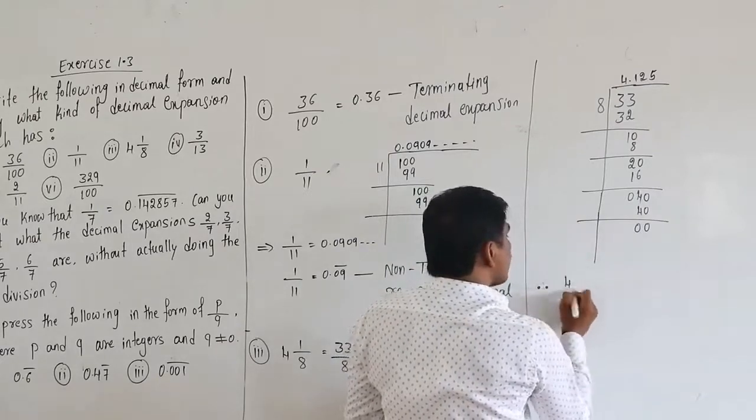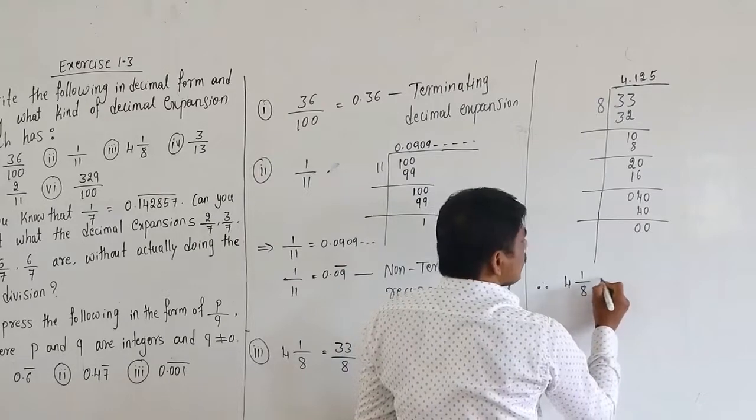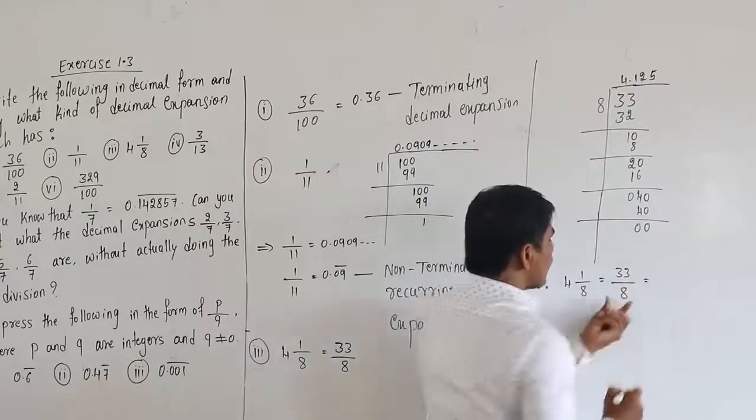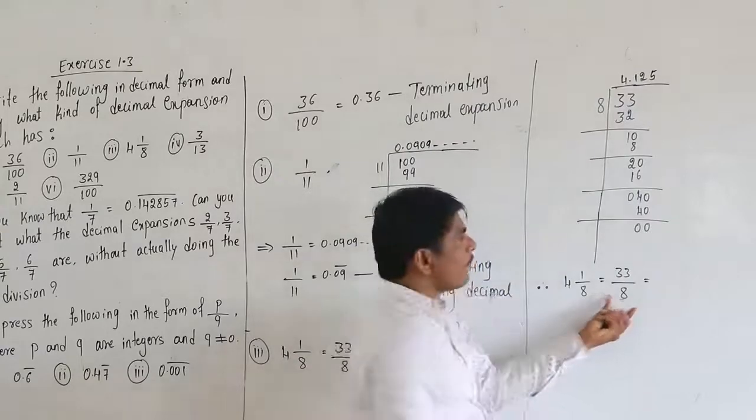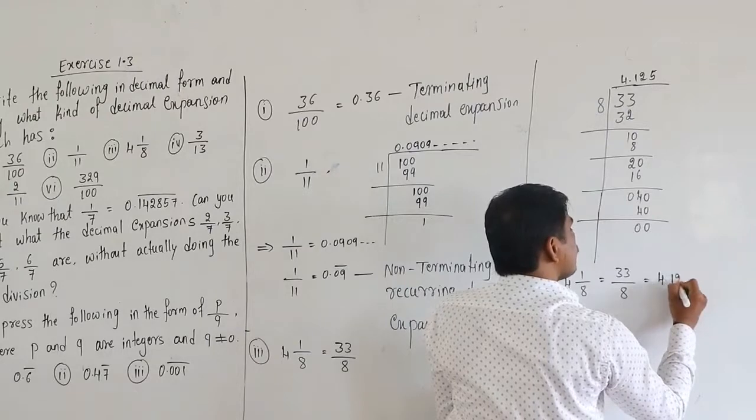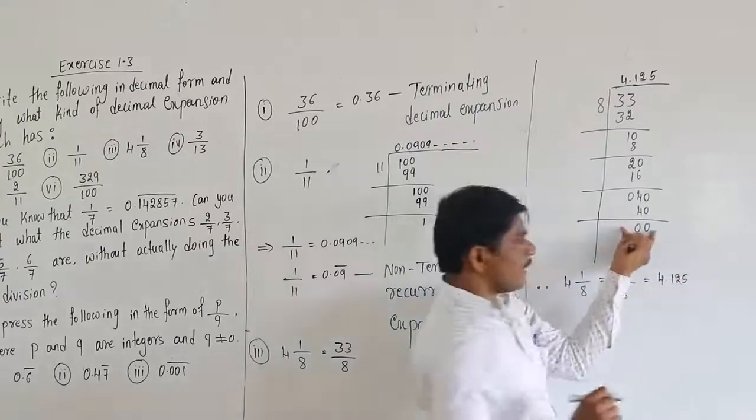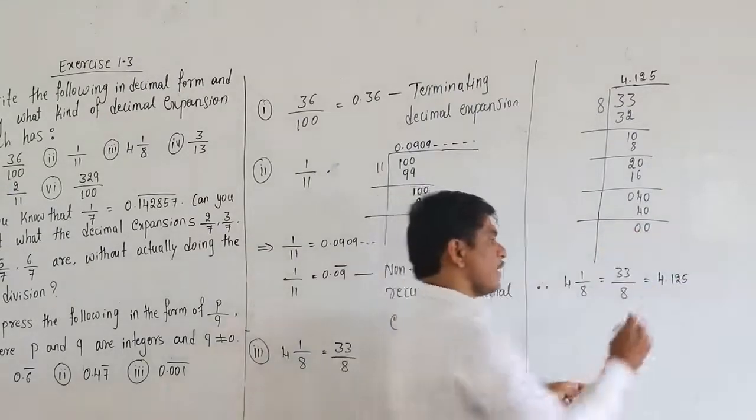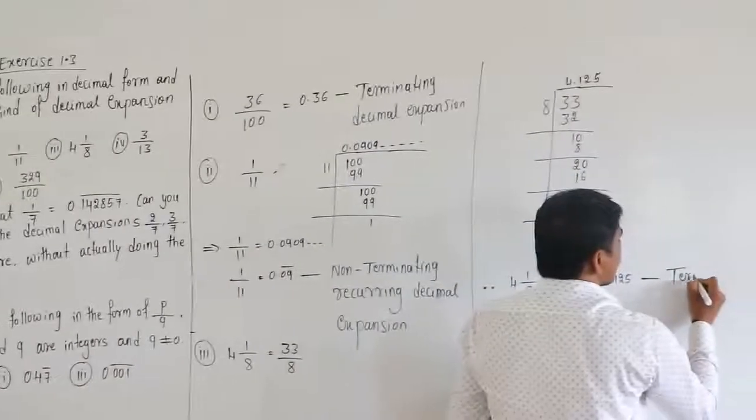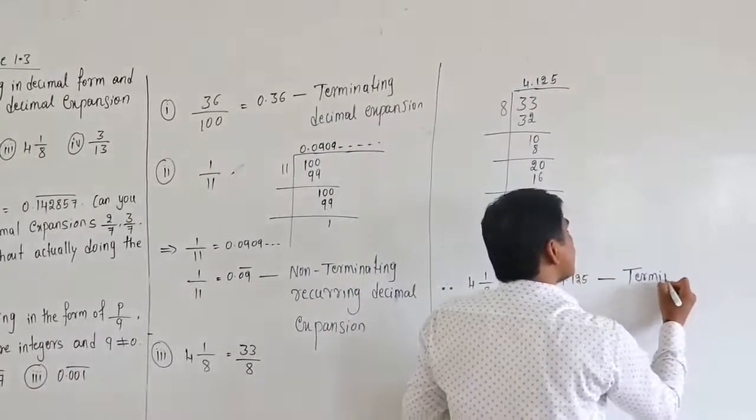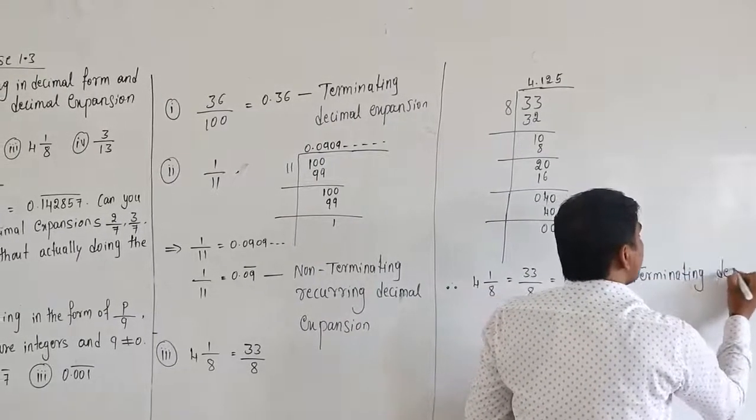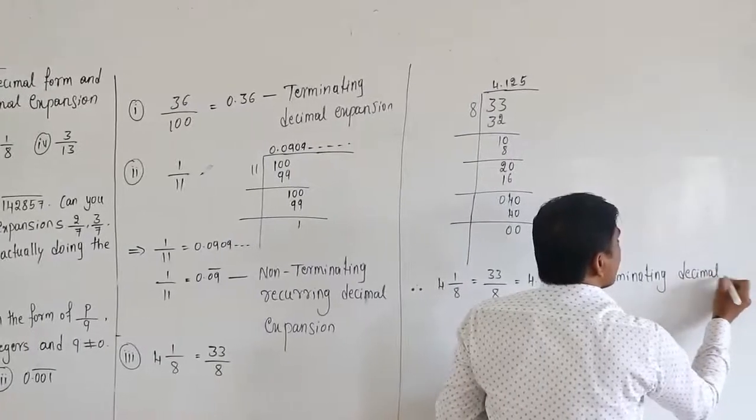Therefore 4 integer 1 by 8, the value is equal to 33 by 8. After simplification by using the long division method, this value is 4.125. It means the remainder becomes 0. That's why this number is a terminating decimal expansion.